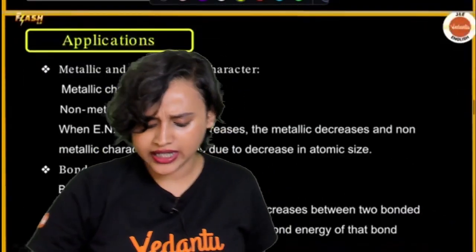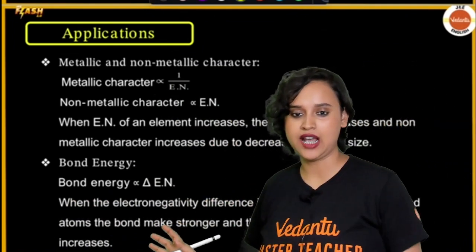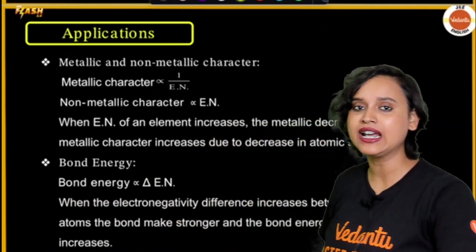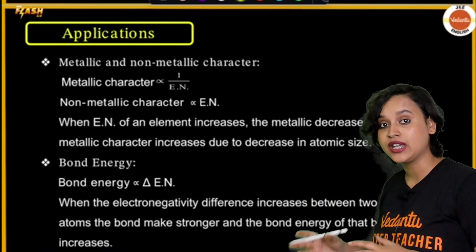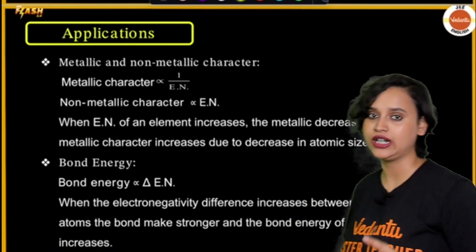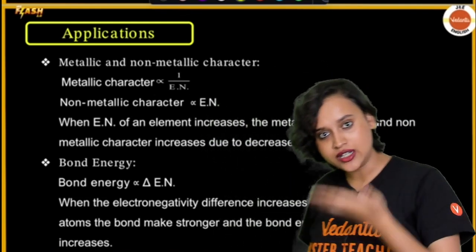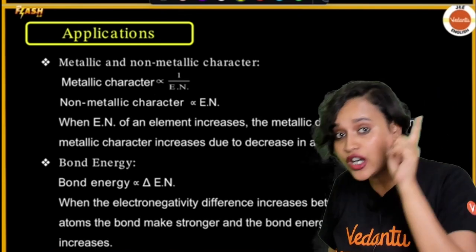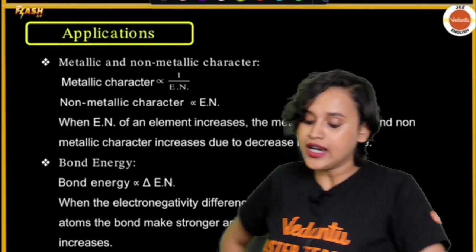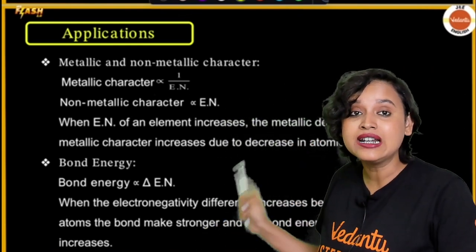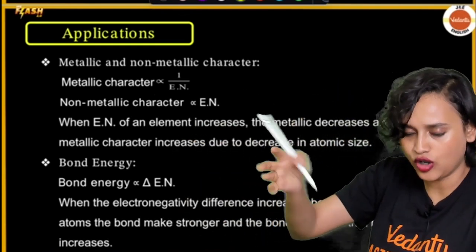Now, why are we reading this? We're doing this because there are obviously applications. What are the applications? The metallic and the non-metallic character. Let's have a talk about this. The metallic character we have seen is inversely proportional to electronegativity. If the metallic character increases, electronegativity decreases. If the electronegativity increases, metallic character decreases. But the non-metallic character is directly proportional to electronegativity. When the electronegativity of an element increases, we know that the metallic character decreases, which I have just told you, and it's the opposite for non-metallic character.